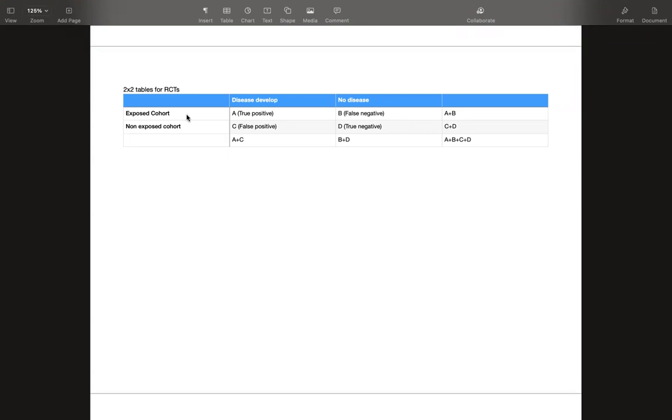So in order to make a table for RCT, we would take here a treatment group, and here we would take a placebo group, or you can say a control group. Here on the x-axis we would take the outcome, because obviously what we do in RCT is that we manipulate one or more variables and see the outcome. So here the outcome is present, and here the outcome is absent.